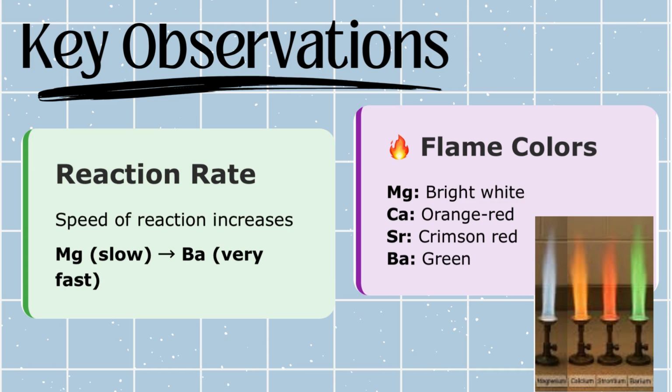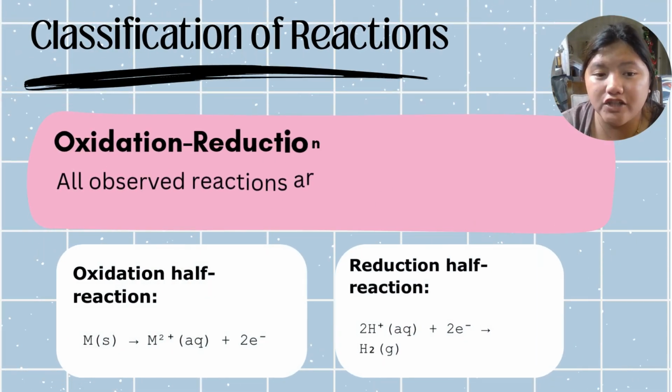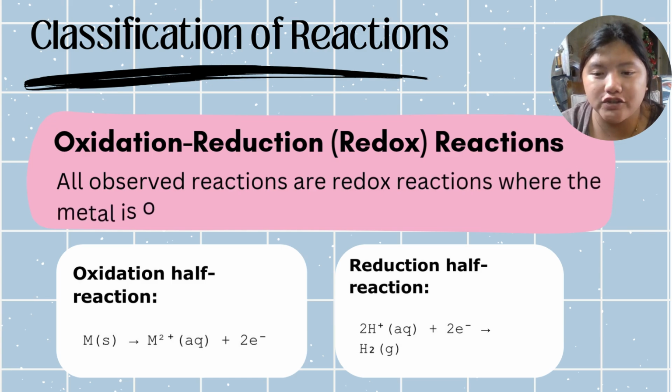For the flame colors, each metal produces a distinct color when burned. For example, magnesium produces bright white, calcium orange red, strontium crimson red, and barium produces green. These flame colors are due to the energy released by the excited electrons when the metal ions are being heated. So now let's proceed to the classification of reaction based on our research experiment.